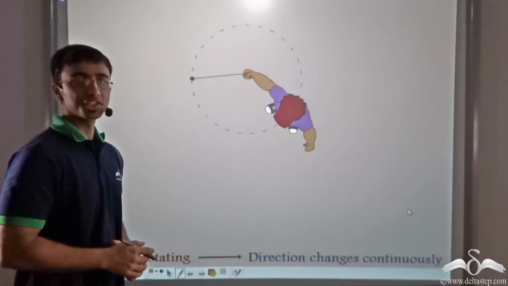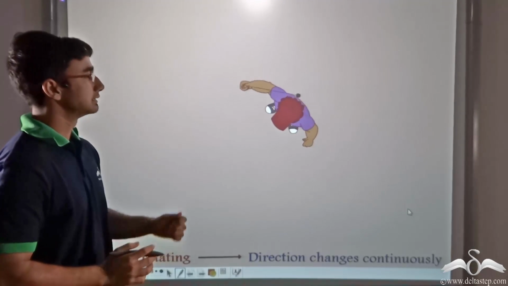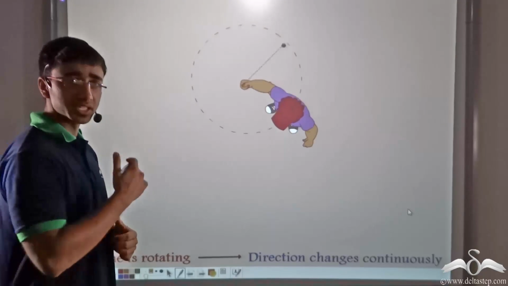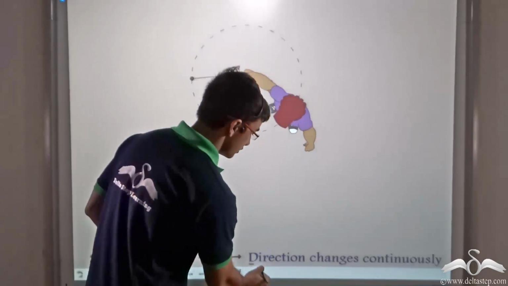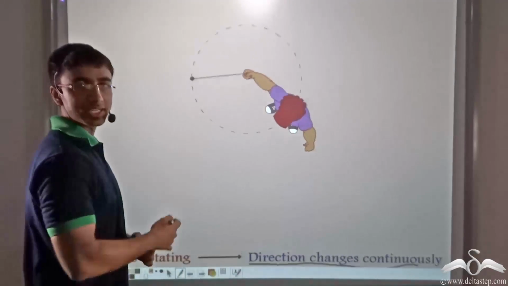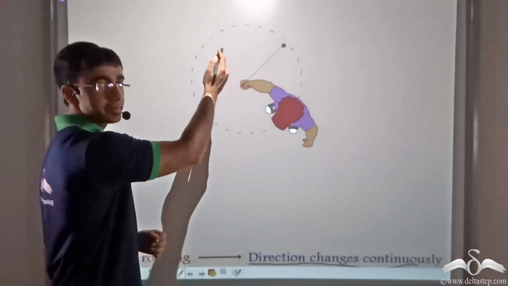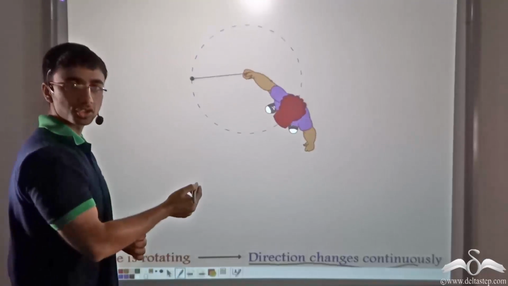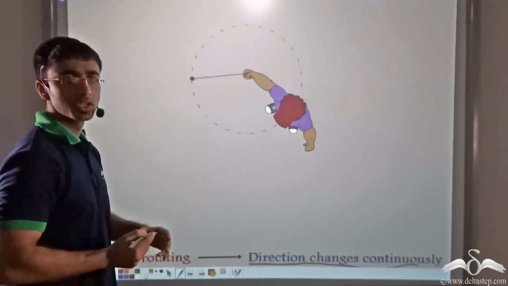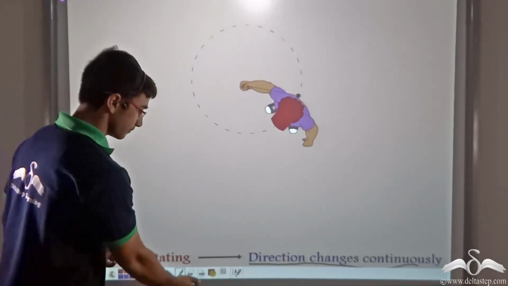Over here in this animation, we can clearly see that the boy is rotating the stone continuously, and as we have earlier studied, the direction is continuously changing, because as and when it is rotating at different instants of time, the direction of motion of the stone that is attached to the string is constantly changing. So what is happening as a result?